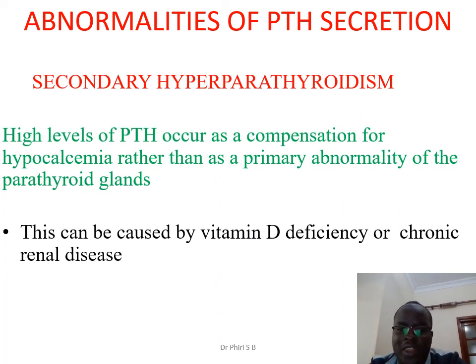Secondary hyperparathyroidism. High levels of parathyroid hormone occur as a compensation for hypocalcemia rather than as a primary abnormality of the parathyroid gland. So here, the hyperparathyroidism is secondary to another condition, in this case hypocalcemia. Hypocalcemia will overstimulate the chief cells to release a lot of parathyroid hormone.